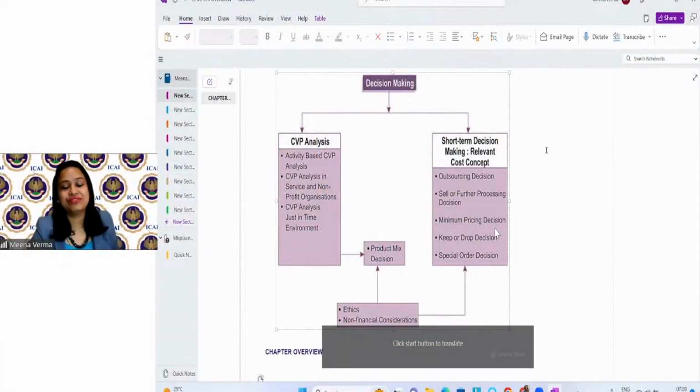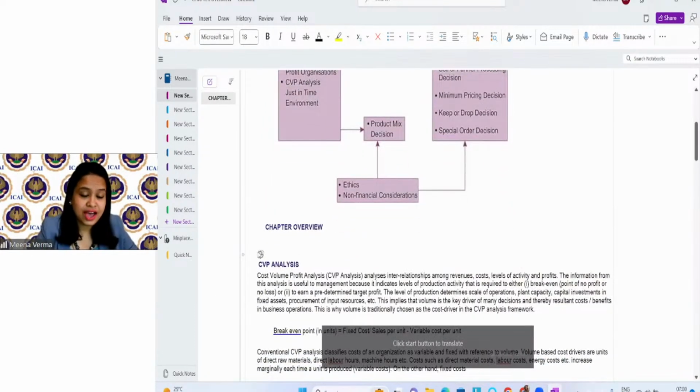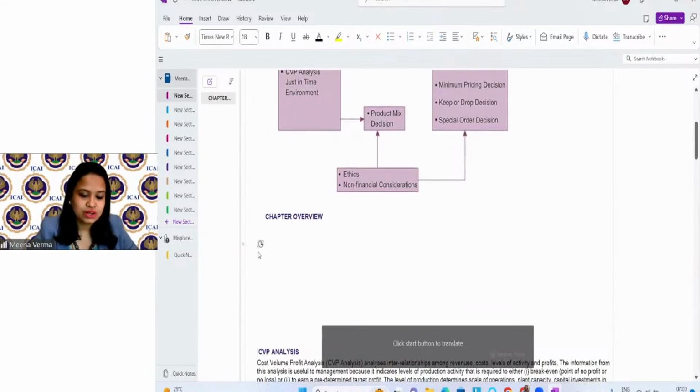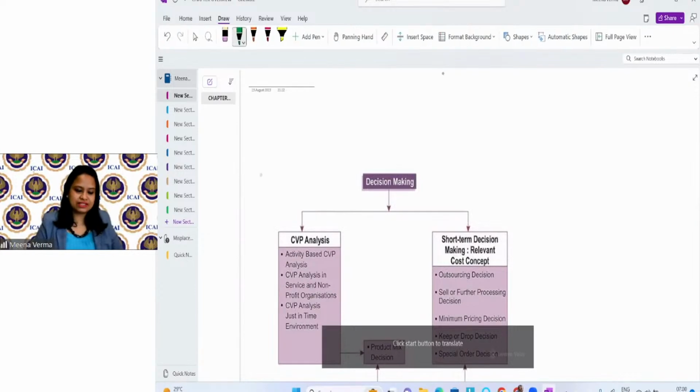So today we are learning about the decision-making chapter. In this chapter, you will study how, in a business organization, as per management accounting, we take decisions. The first topic we will study is CVP analysis, and we will see how CVP analysis helps us take decisions.